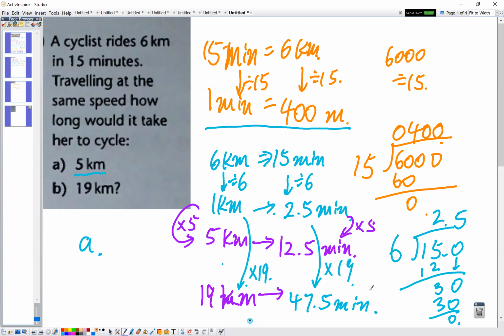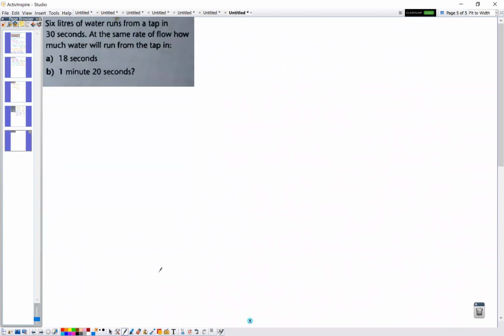See how you work this out. See, this is the best way for us to work this out. It's slightly more difficult, but the method is still the same. Now look at the next one. Try this one, please. Send me the answers.